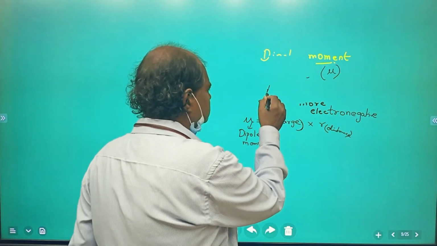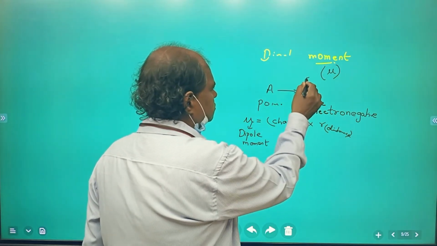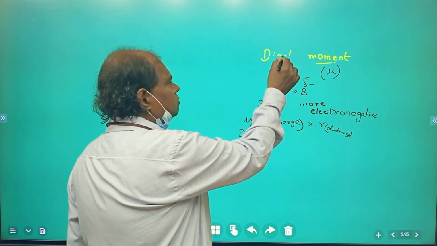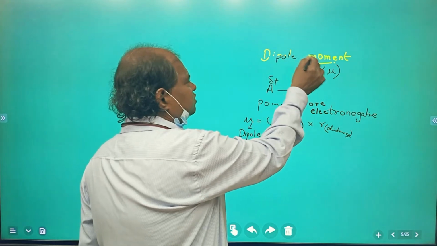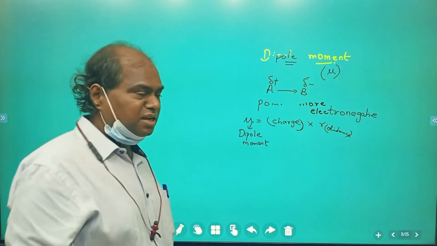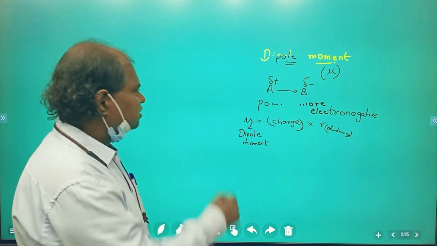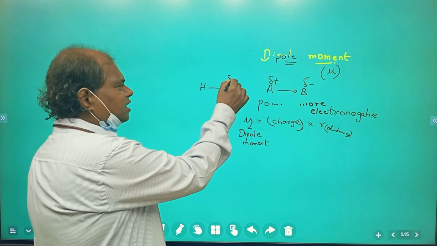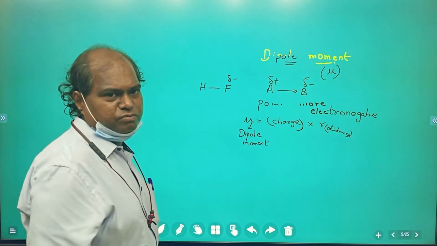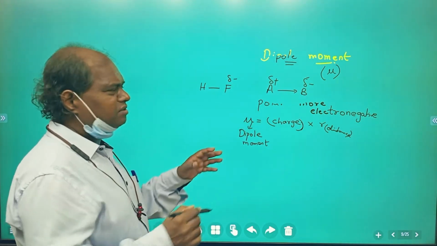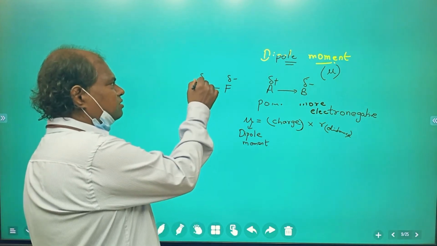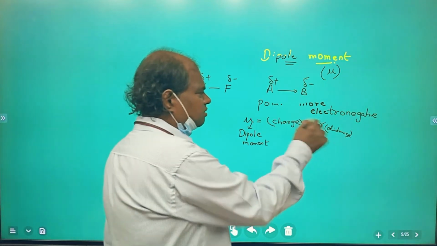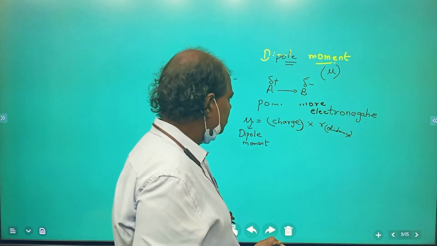I'll write it again for you. So it depends, students, on the electronegativity difference. For example, suppose I take HF. Now if you take HF, this fluorine is highly electronegative, so fluorine will have a huge negative sign and hydrogen will obviously have a huge positive sign. So whatever charge you get, multiplied by the distance.